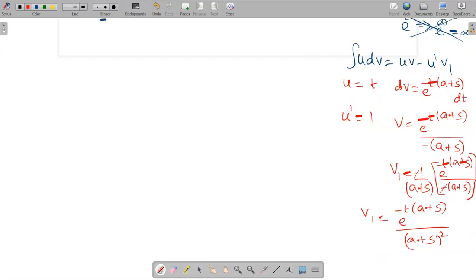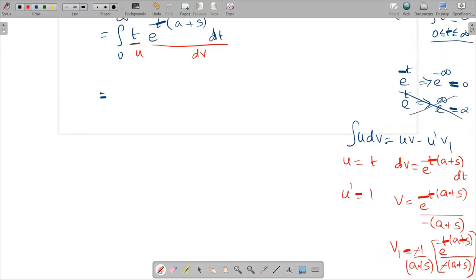So all the terms whatever you required in the integration you have determined. u is there, v is there, u dash is there, v1 is there. Now you can substitute in the formula. So it is looking like u dv, so you are applying this formula. So what is u? What is u? It is t. What is v? v is e power minus t a plus s divided by minus of a plus s.